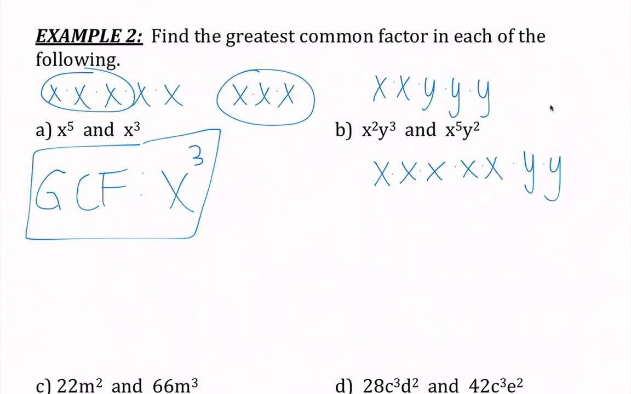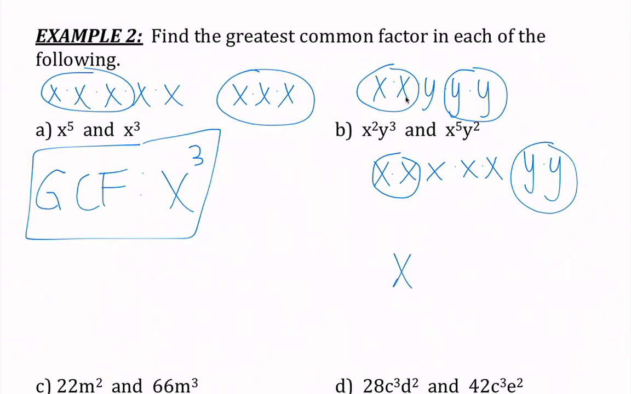Well, I know this one has 2 x's being multiplied and this one has 2 x's being multiplied. This one has 2 y's being multiplied and this one has 2 y's being multiplied. So the greatest thing they have in common is x times x, which is x squared. And they have y times y in common, which is y squared.